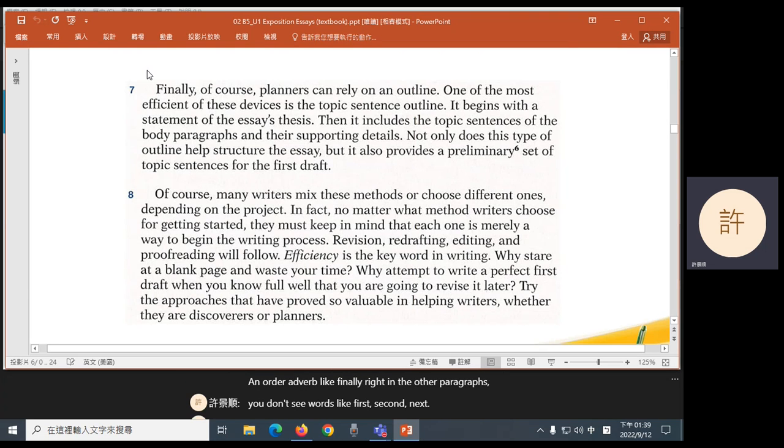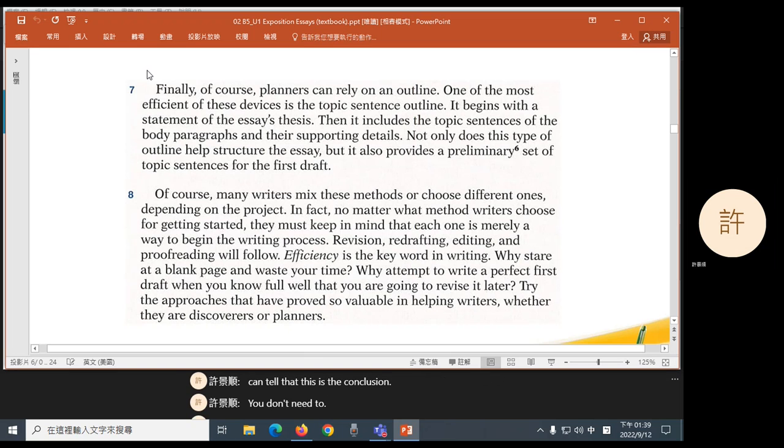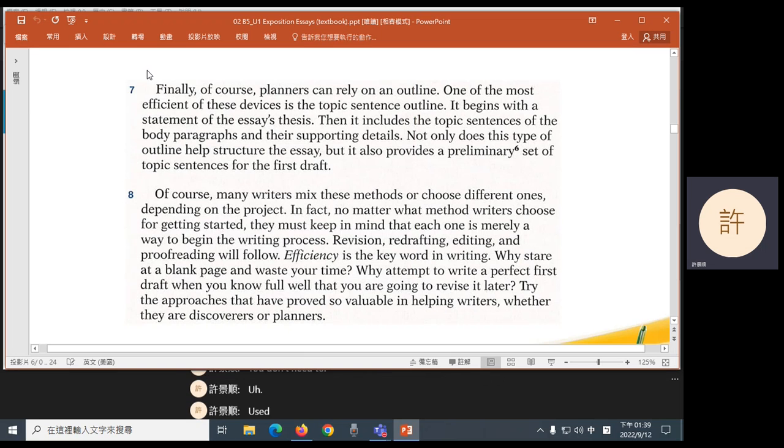And that's because if your essay is well written and the ideas follow a clear order, you don't need these words. The reader can understand that this is the first thing, this is the second thing. The reader can tell that this is the conclusion. You don't need to use words to let the reader know, but the essay itself will let the reader know.